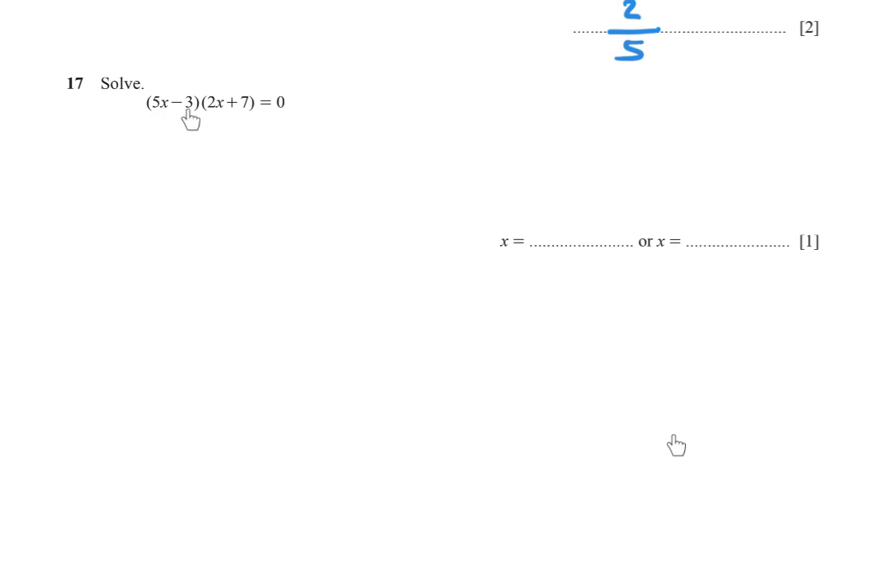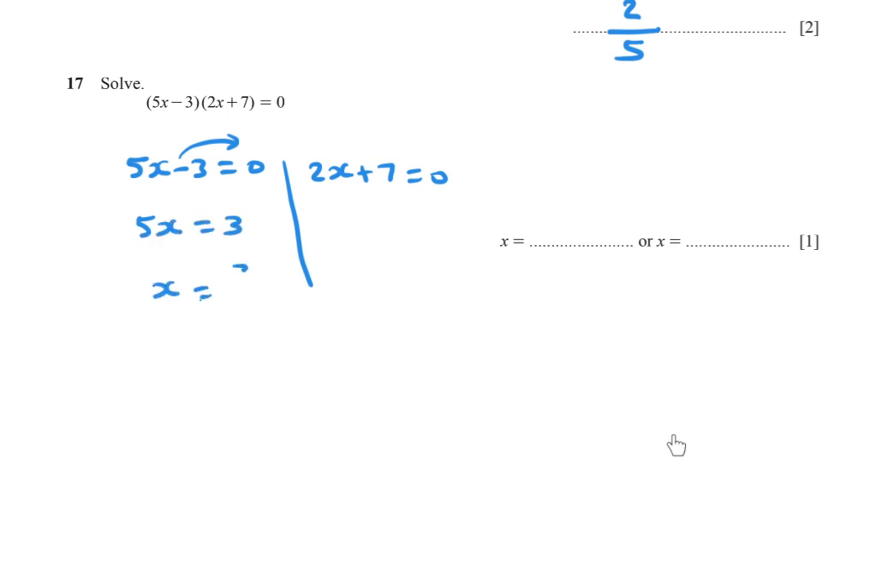17. Solve the equation (5x minus 3)(2x plus 7) equals 0. So we have two cases: 5x minus 3 equals 0, or 2x plus 7 equals 0. If 5x minus 3 equals 0, transpose negative 3, so 5x equals 3, divide by 5, so x equals 3 over 5. Now the other one, 7 to the other side, so 2x equals negative 7, divide by 2, so x equals negative 7 over 2. So 3 over 5 and negative 7 over 2.